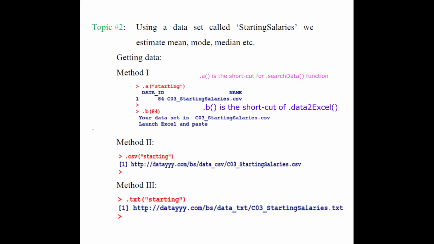If you are not taking my course right now, or you have an issue downloading data to Excel, then you can use method 2. You can type dot show web links. Then you enter starting, using double or single quotation marks. Then you find the link for the CSV file. Then you go to a browser and download it to your computer.